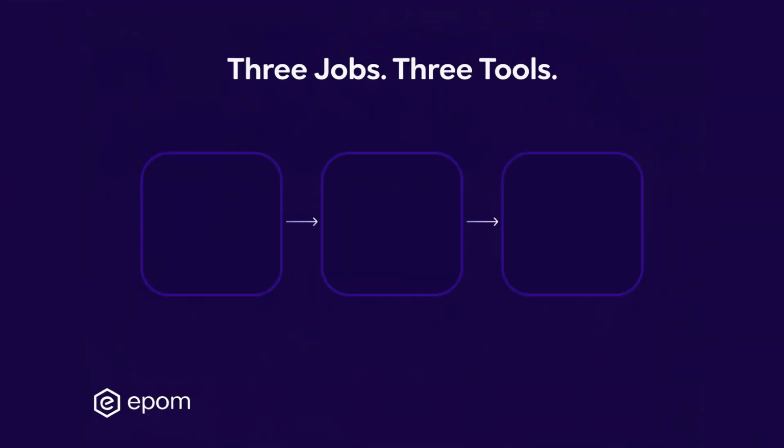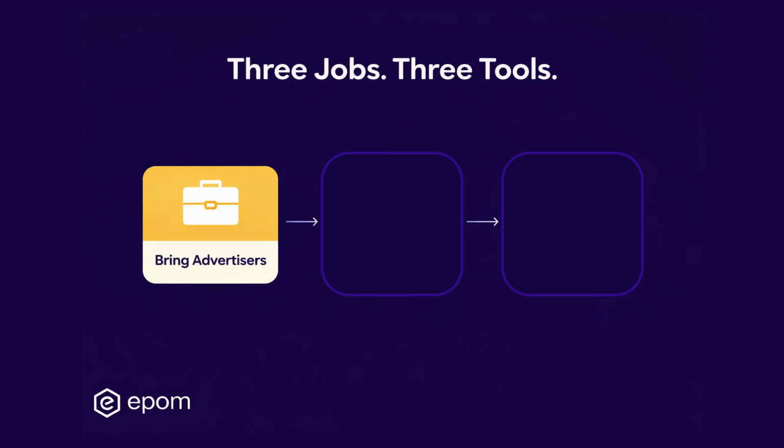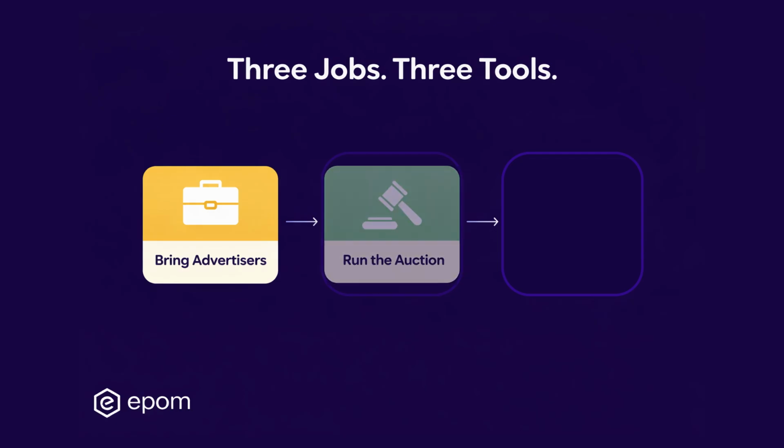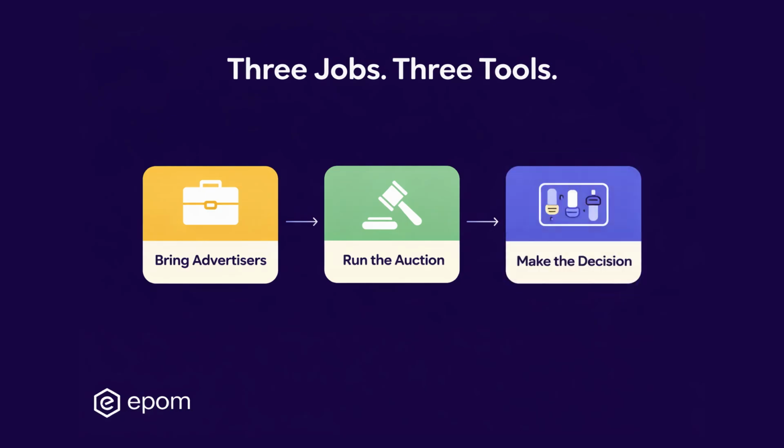In any publisher setup, there are 3 basic roles. First, someone has to bring advertisers and campaigns. That's the demand side. Second, there has to be a place where advertisers can compete for your impressions. That's the marketplace. And third, there has to be a system that decides what actually runs on your website, on which placement, and under what rules. That's the decision layer, and these are 3 different jobs. Sometimes one platform can cover more than one role, but the roles themselves are always there in every setup. Now let's see how the platforms fit into these roles.